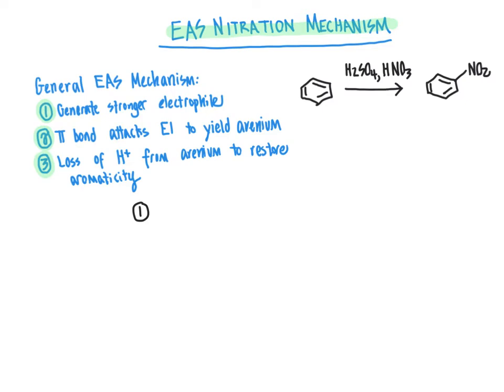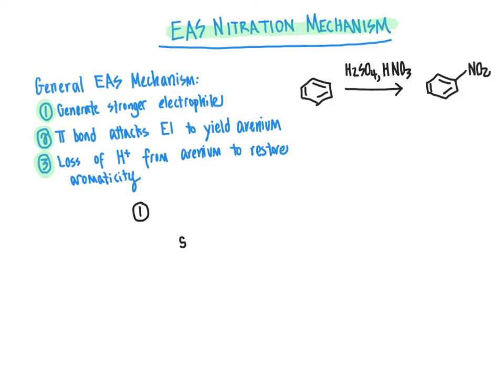So oddly enough, in this reaction mechanism, nitric acid is acting as the base. It's going to gain a proton in this step because it is the weaker of the two acids, and therefore it's going to act, instead of as an acid, it's going to act as a base. And so first step of generating a stronger electrophile in this particular scenario, we will go ahead and draw out sulfuric acid, H2SO4.